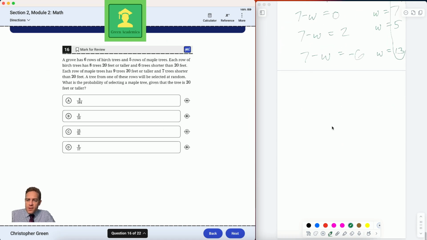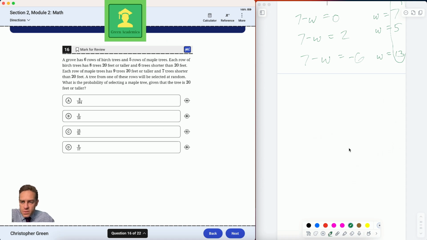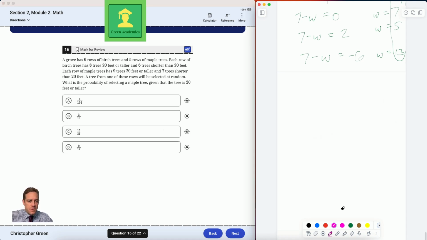A grove has 6 rows of birch trees and 5 rows of maple trees. Each row of birch trees has 8 trees. So let me see if I can start sketching the picture of this. Each row of birch trees has 8 trees 20 feet or taller and 6 trees shorter than 20 feet. Each row of maple trees has 9 trees 20 feet or taller and 7 trees shorter than 20 feet.